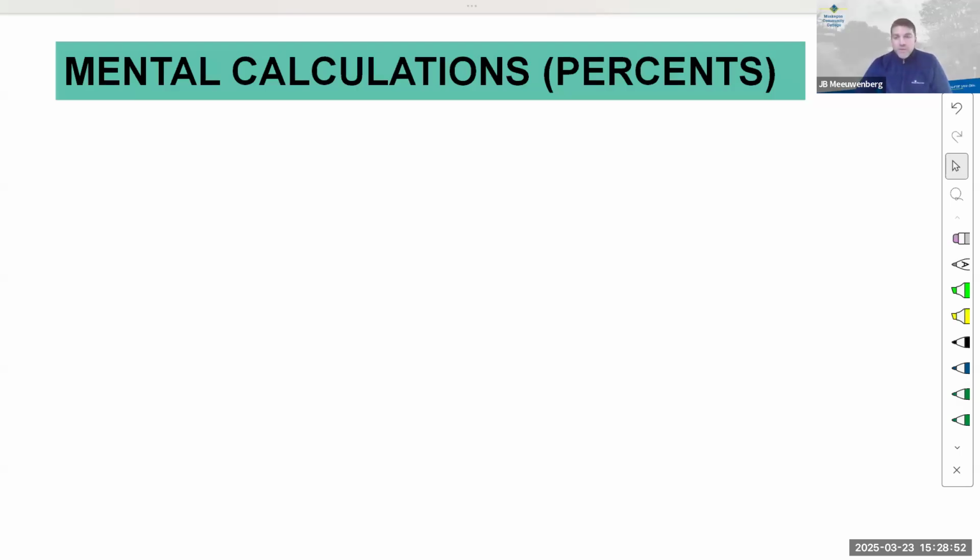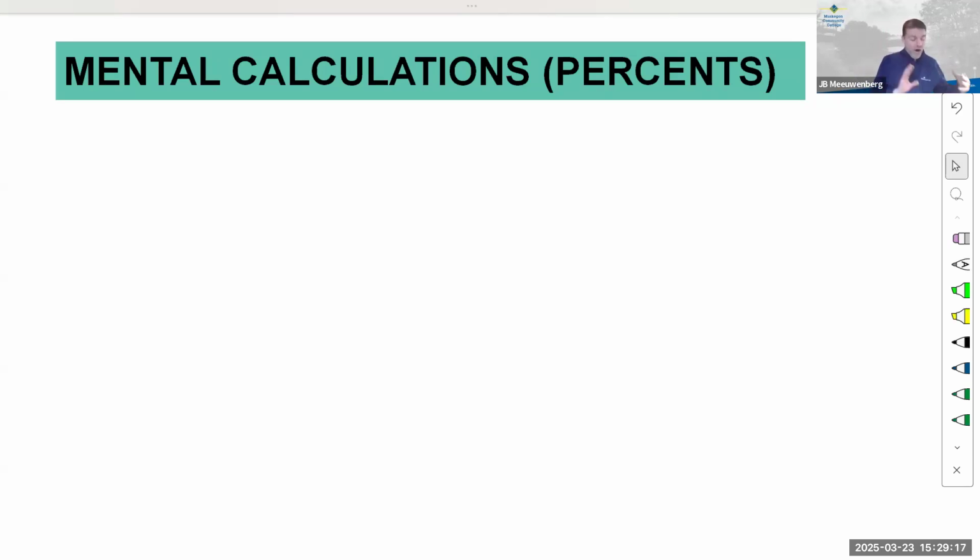So I think this is going to be one of the more important sections that we talk about. Mental calculations, specifically with percents, because percents occur so often in real life. We run into them all the time at the store, in our classes. If we're reading something about the news, statistics, they're everywhere.